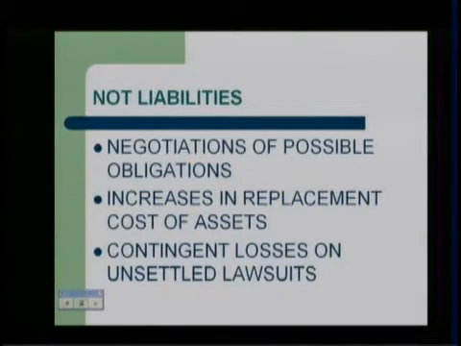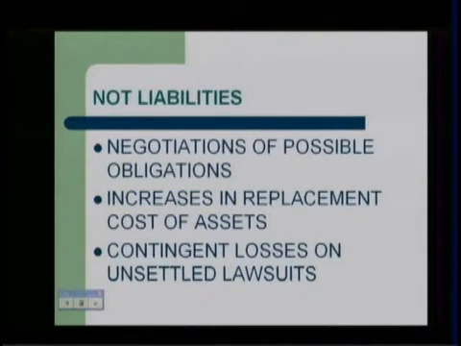Now, things that are not liabilities, that's an important facet for you to understand, is that not everything that we have goes on the accounting records. Remember, one of the drawbacks we talked about in accounting is that not everything is recorded in our books. For example, if we're negotiating a potential loan, that does not go in our books. If some of our assets have increased in value or the cost to replace them has increased, we still do not enter that in our books. That is not a liability that we owe.